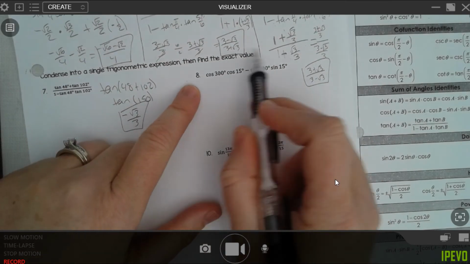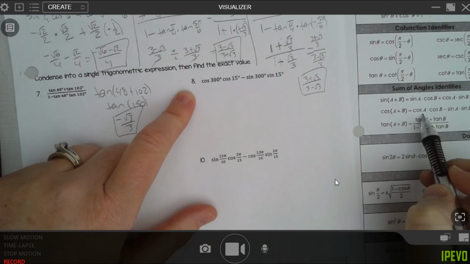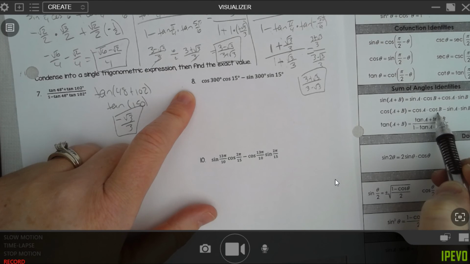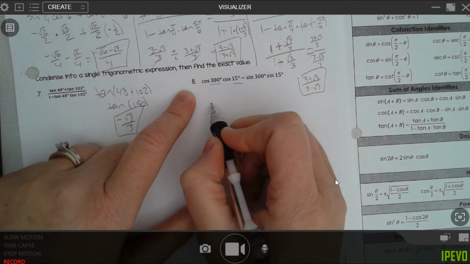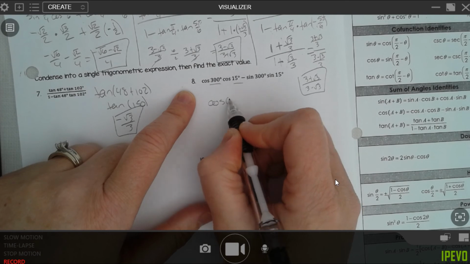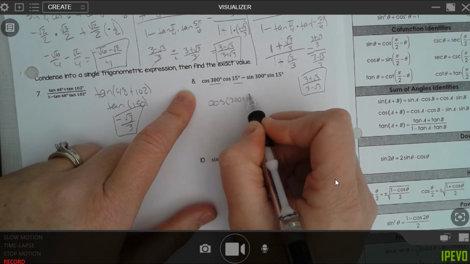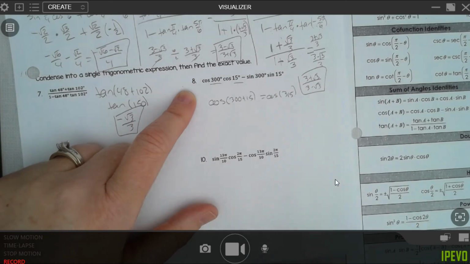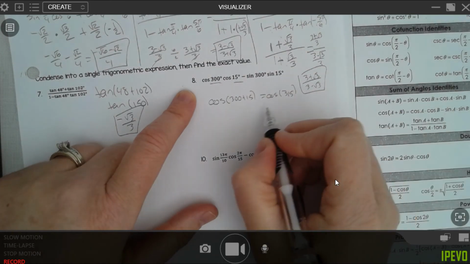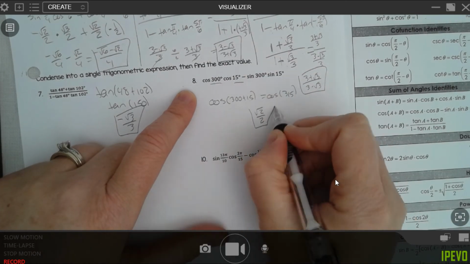This is my cosine rule right here. Cosine of A minus cosine of B, or times it minus the signs. So that's my A and that's my B. So I'm going to have cosine of 300 plus 15 equals cosine of 315. Cosine of 315 is just positive radical 2 over 2.